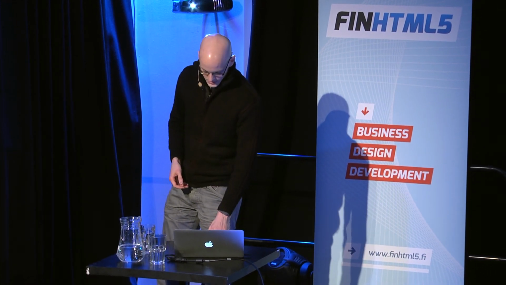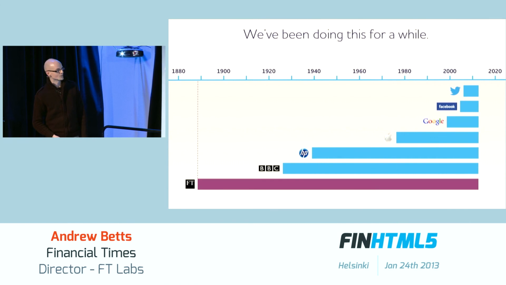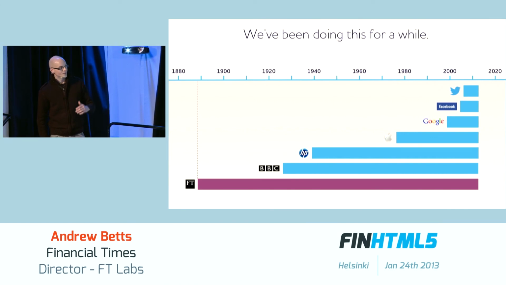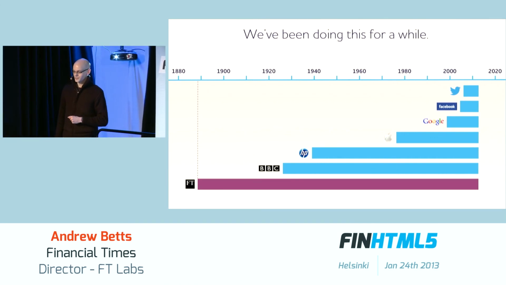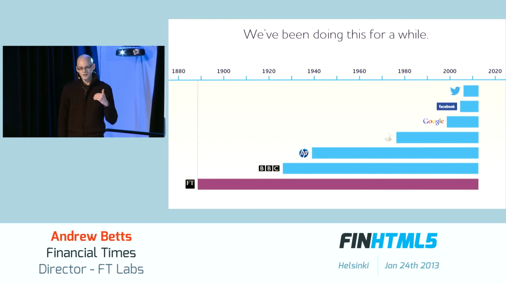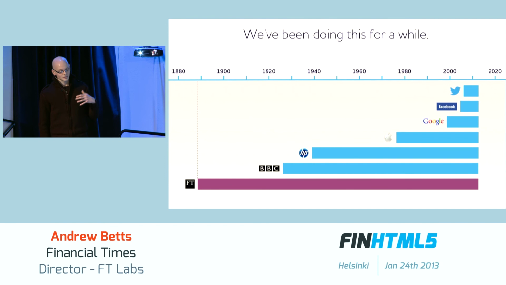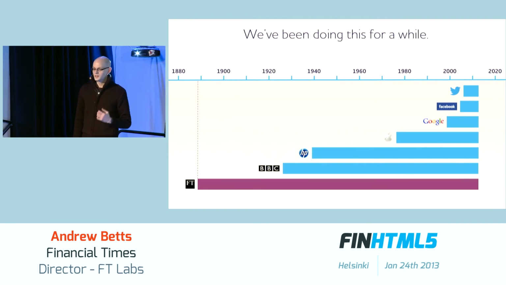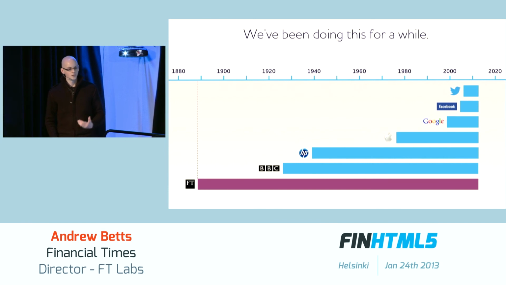I think before I start, a little bit of historical context is required. The FT has actually been doing this kind of thing for a long time. We produced our first news reading app in 1888, and we call it a newspaper. That might sound a bit glib, but actually, when you think about it, a newspaper is a really good news-reading client.